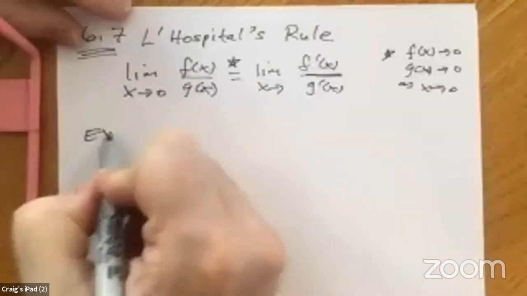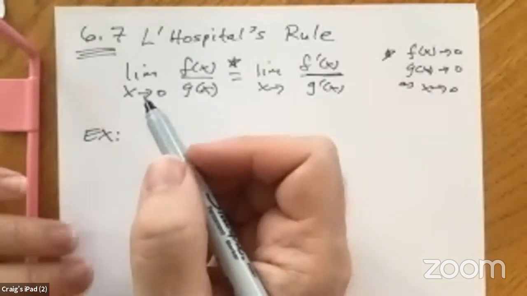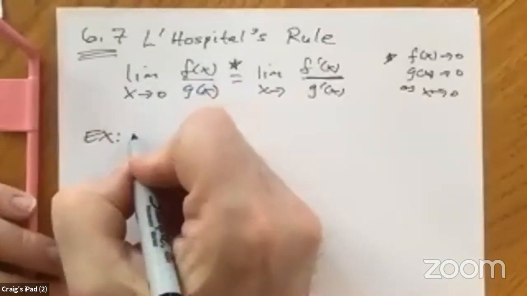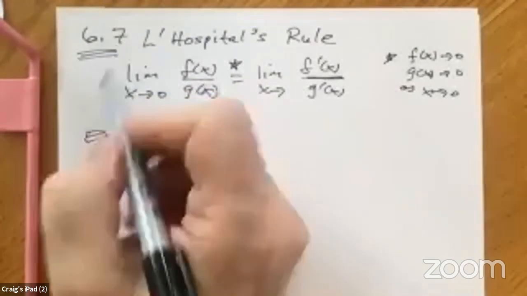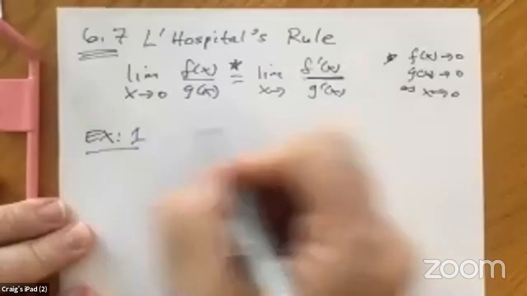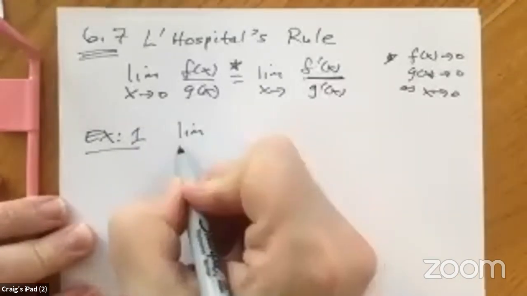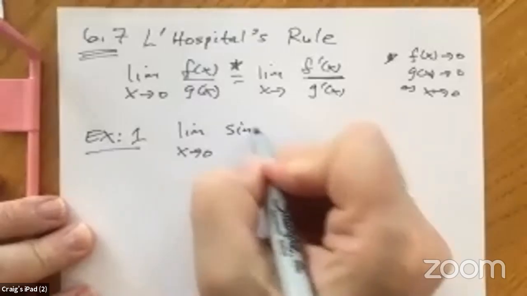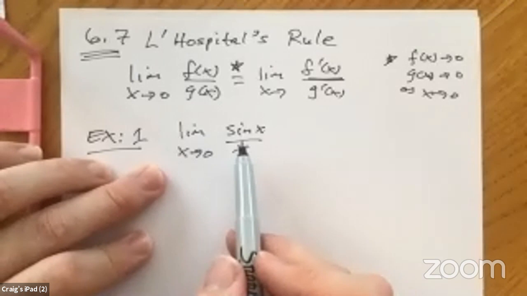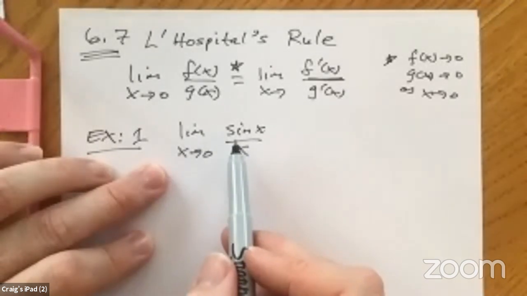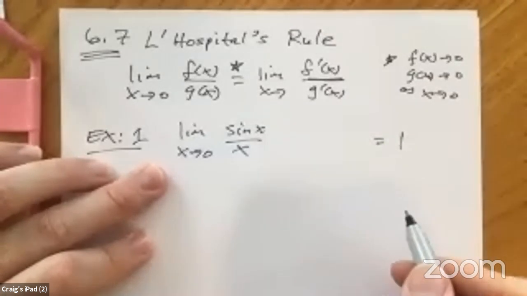So let's do an example quick. Example 1 in section 6.7, they have 4 different pieces here, and I'll do all 4 of them. And so here's one where we're familiar. Limit as x goes to 0 of sine of x over x. Now you should already know what this one's answer is. It's just 1. Okay, we memorized that 1 is the answer.